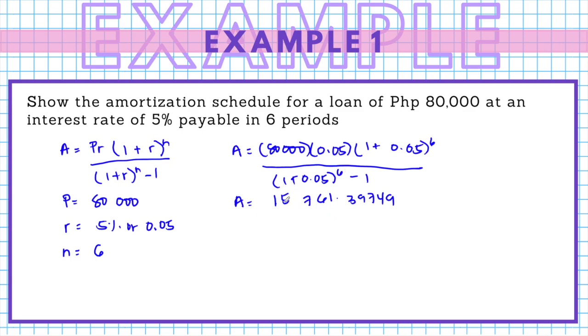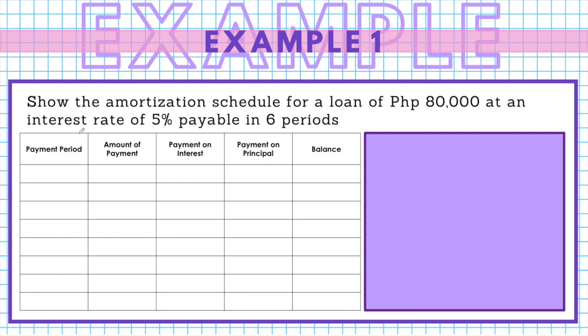So after we have computed for our monthly payment, let us proceed in creating our amortization schedule. So the amortization schedule would include the payment period, the amount of payment, payment on interest, payment on principal, and the balance. So the first thing to fill in our table would be the payment period. We know that the payment period would include 6 periods. This would mean that the customer would have to pay 6 times to get a 0 balance.